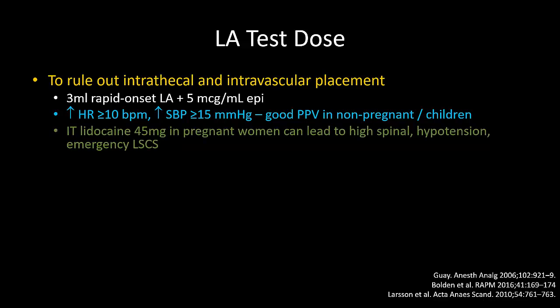However, note that if the catheter is truly intrathecal, high spinals have been reported following the test dose, even with lumbar epidural catheters.